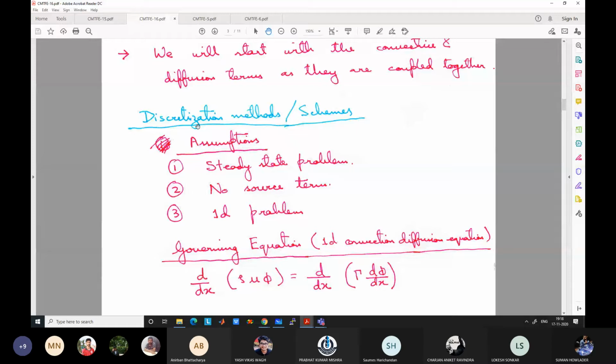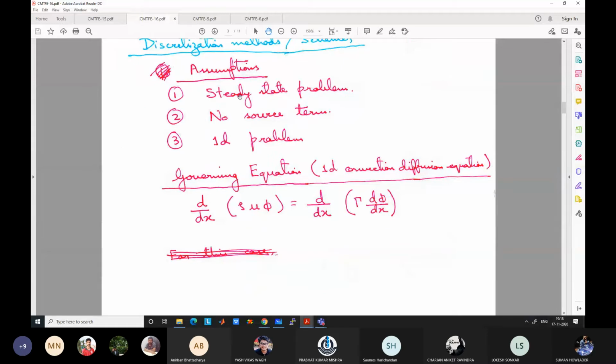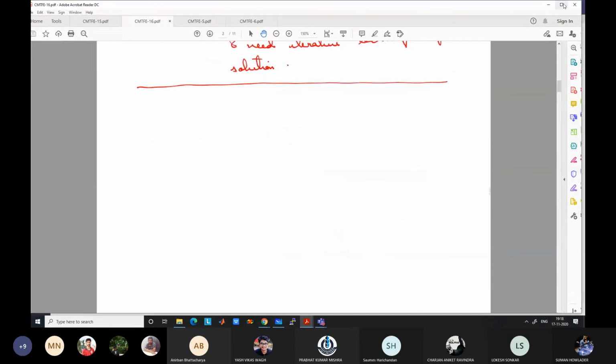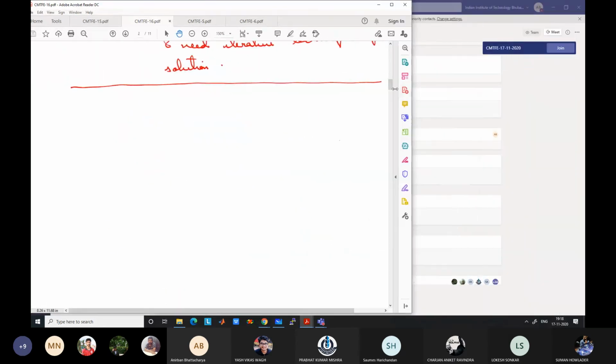So we are going to start with these assumptions: steady state problem, obviously, because we are removing the unsteady term, no source term, and a 1D problem. With these assumptions, this is the equation for the 1D problem: d dx of rho u phi. The same equation.